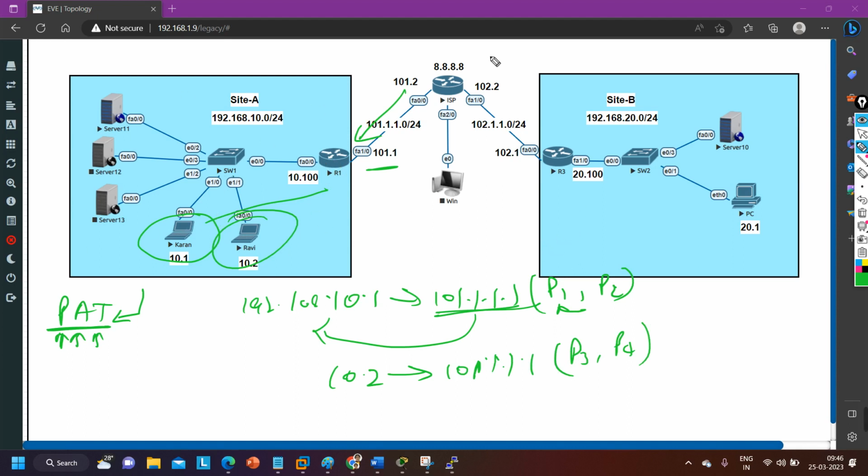So all users can access the internet at the same time, because now we don't need a pool of IP addresses. I need only a single public IP address, and this is the method which we are using nowadays. Got it? So I hope it's clear to you guys.